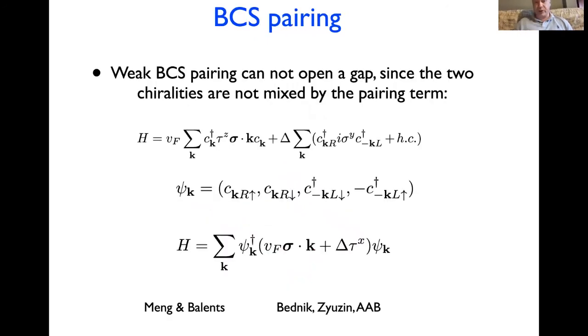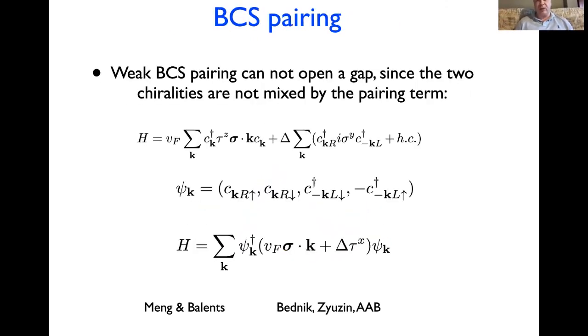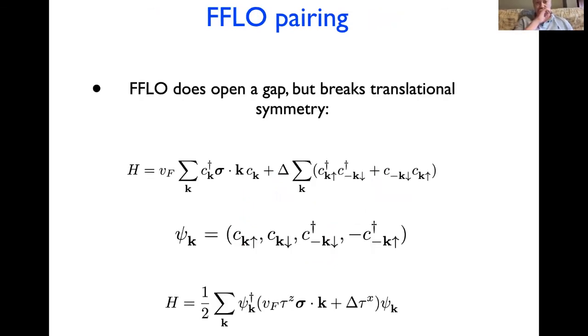Now it turns out that the simplest, the most natural BCS pairing actually cannot open a gap in this system, and the reason for that is very simple. The only way to open a gap here is to mix the left-handed electrons and the right-handed electrons. But the BCS wave function does not do that, because it's going to mix, let's say, electrons near the left-handed node and holes near the right-handed node, but the particle-hole transformation also flips the sign of the chirality. So effectively, you are mixing left-handed with left-handed and right-handed with right-handed, and this cannot open a gap. So the BCS superconductor is always gapless, so that's not what we want.